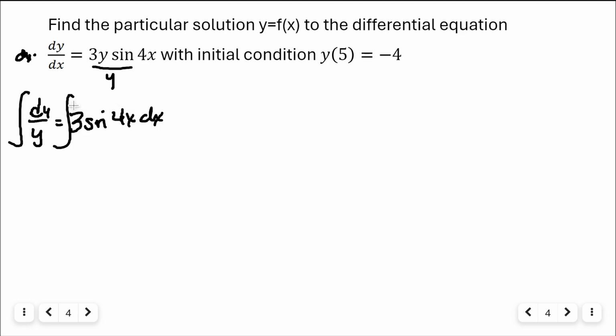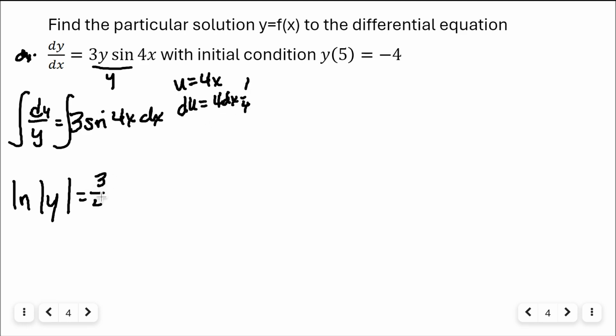Okay. All right, so now we're going to integrate this. On the left-hand side, the integral of dy over y, that's a rule. That's the natural log of the absolute value of y. On the right, the 3 can come out. I need to integrate sine 4x, so I need to use substitution for that. Let u be 4x. Its derivative is 4dx. I need a quarter for dx. So that's going to be 3/4 the integral of sine u du.